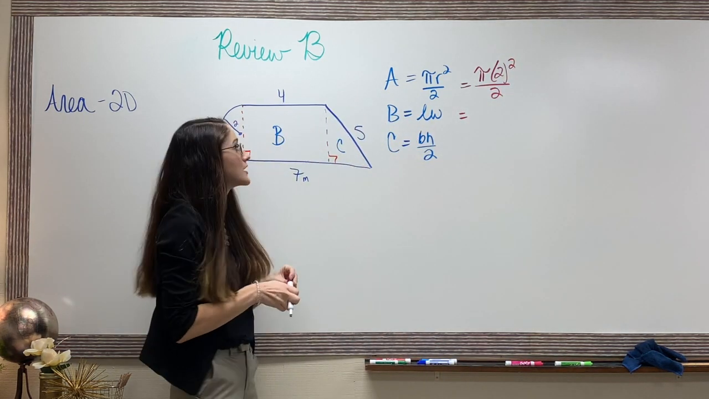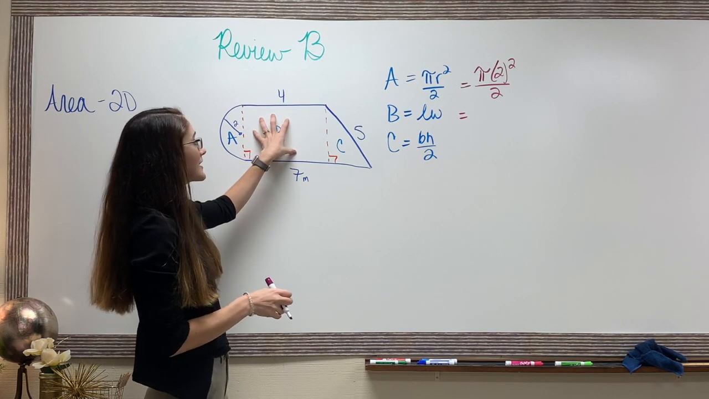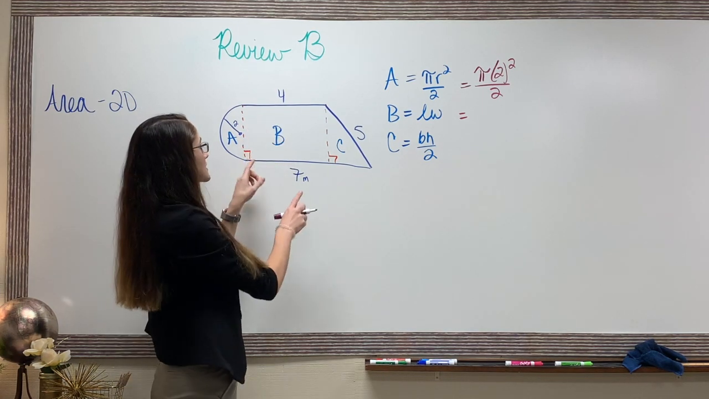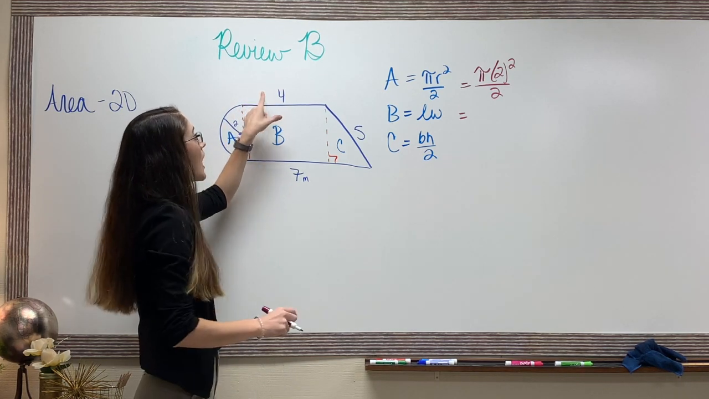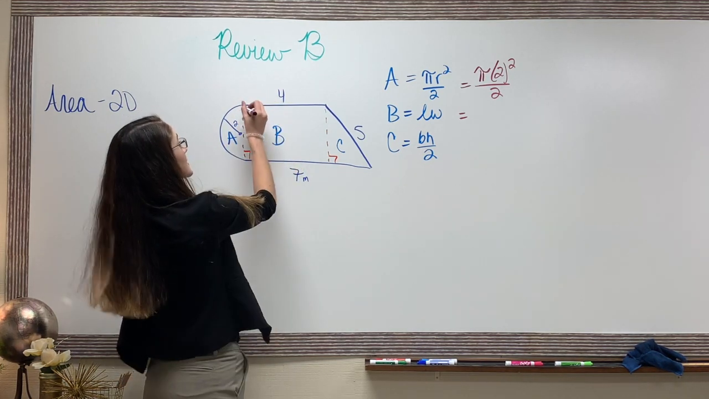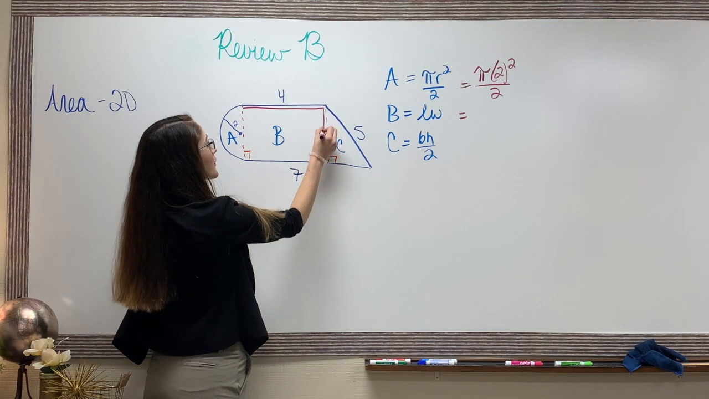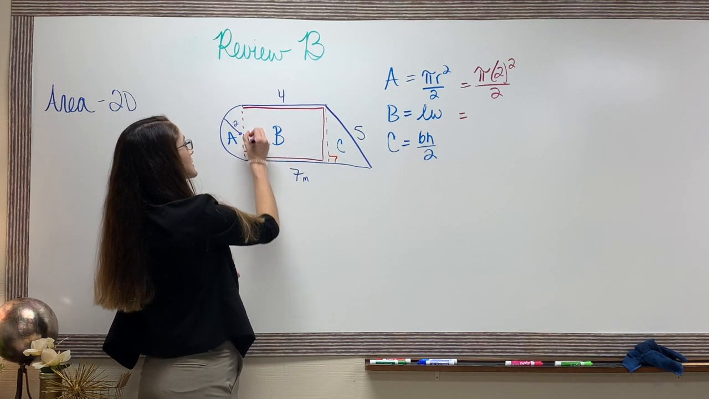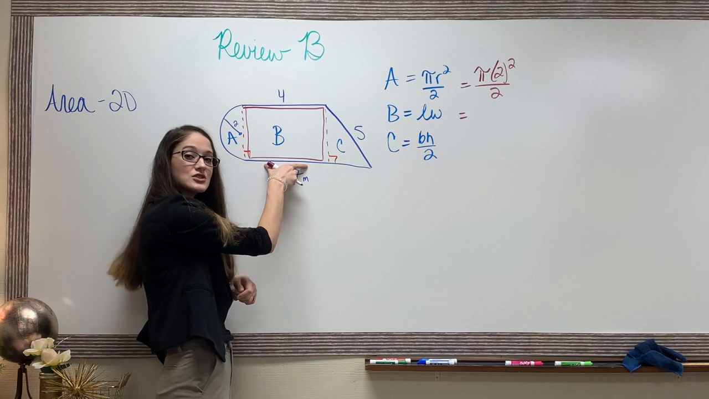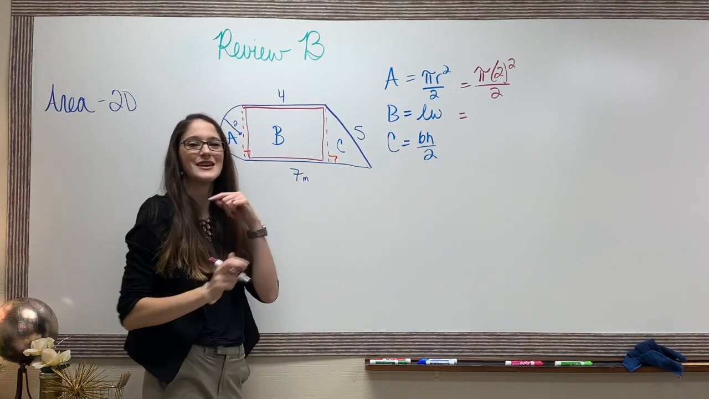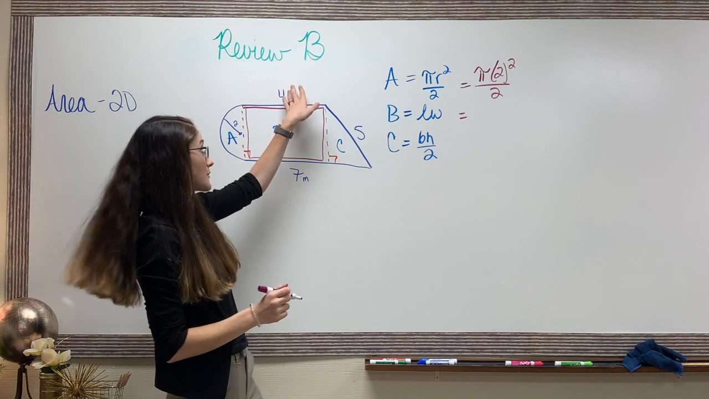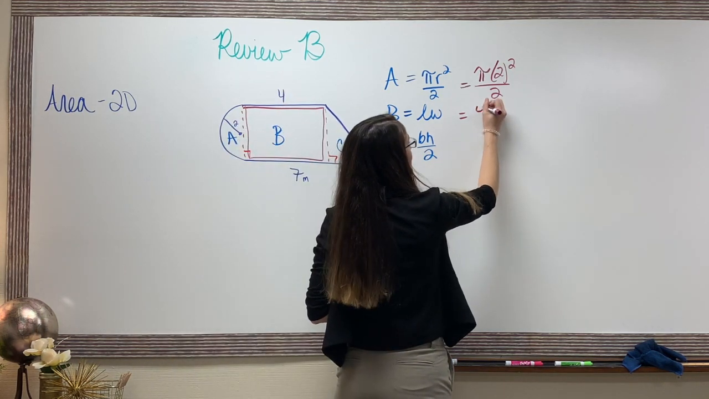Okay, the next part, for part B, I need my length and my width. So I see I have 2 options here to choose from. I have 4 and I have 7. I'm going to go with 4 because I'm only looking for this part. And 7 does not refer to just shape B, it refers to this whole line, and that includes C. I don't need that measurement, so that's why I'm going to choose 4 for my length.